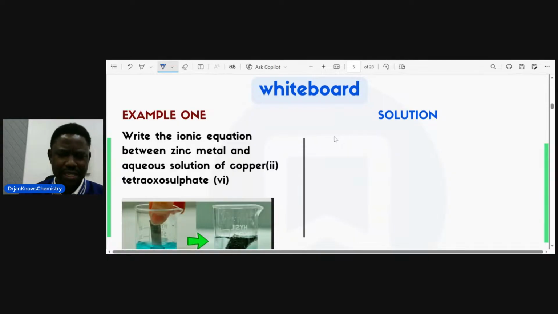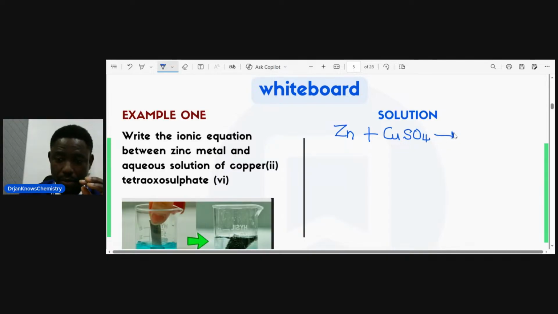We want to use this to explain oxidation and reduction. We're writing the ionic equation between zinc metal and aqueous copper sulfate. Let's say this is zinc, plus copper sulfate, that is copper(II) tetraoxosulfate(VI).